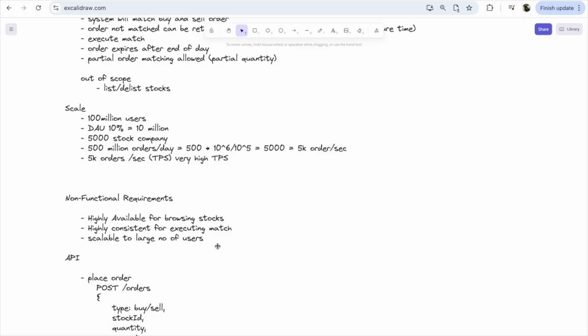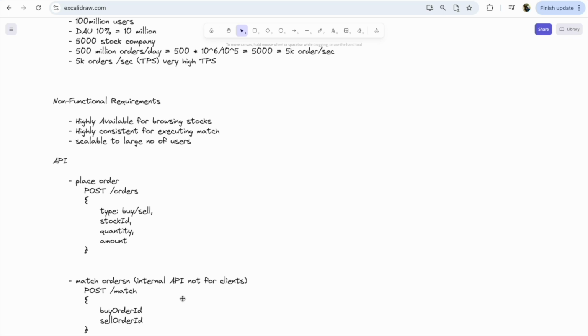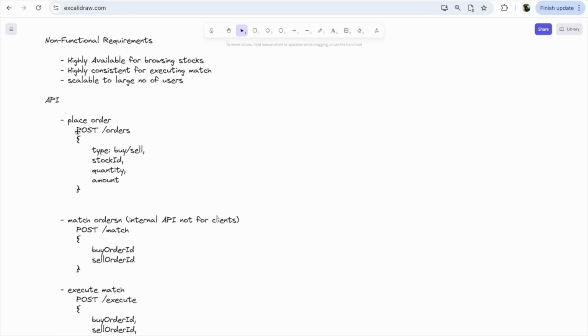The system should be scalable to a large number of users, so we have to design it in such a way that it is scalable to any number of customers. Next we'll discuss a few major APIs in this system. The first one is the API to place orders. This is a POST /orders API, and it will take the type of the order, whether it's a buy order or sell order, the stock ID, the quantity, and the amount.